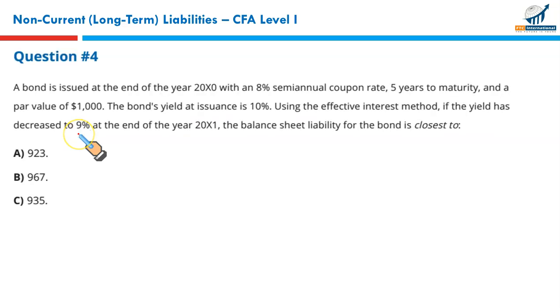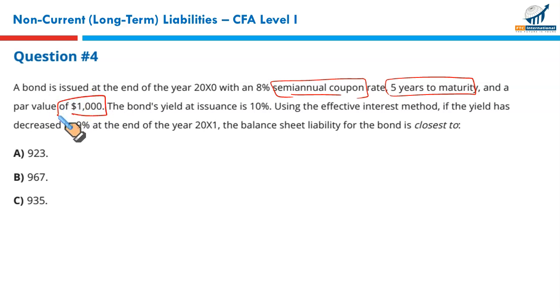All right, here we go. Next question is bond valuation. A bond is issued at the end of year 2000 X0 with 8% semi-annual coupon rate. Semi-annual means paid twice a year. It's an important point. 5 years to maturity, okay, and a par value of $1,000.